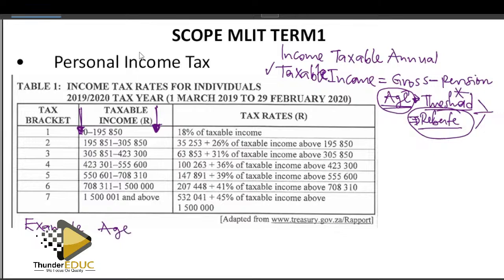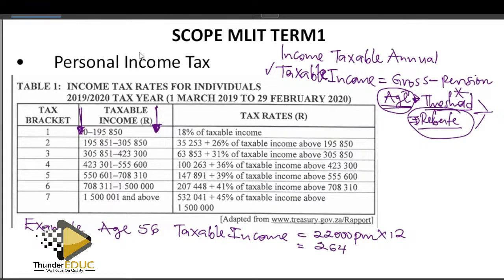Okay, let's calculate the tax of a person, age 56, and they earn, let's say, a taxable income of 22,000 per month. So what do we do? Remember, I've told you the taxable income has to be annual. So what do we do? Multiply by 12. Why do we multiply by 12? We are changing it to annual values. So we shall say that times 12. And we indeed get 264,000.